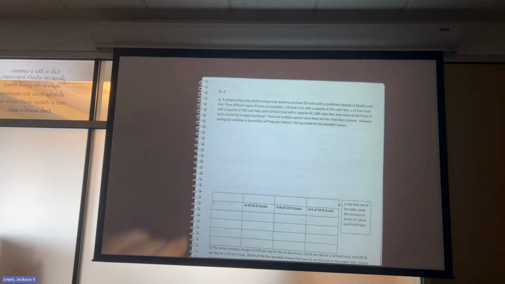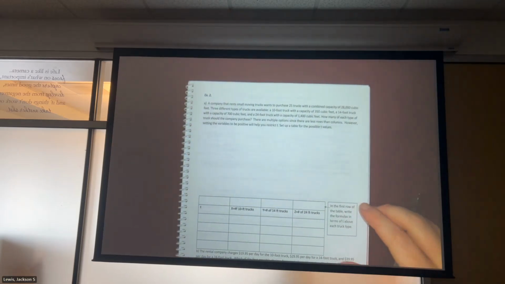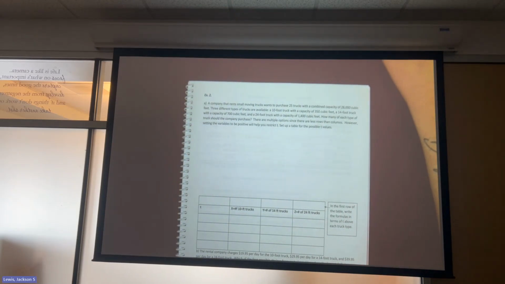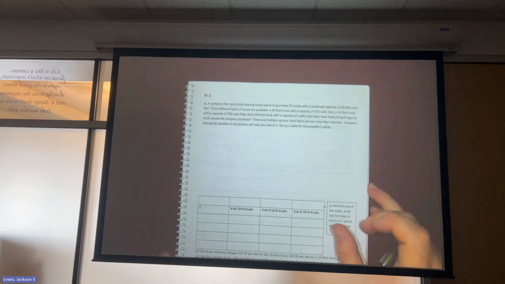For example, it says, is that blurry, y'all? It's blurry to me. Turn on the focus on here. That's better, I guess.